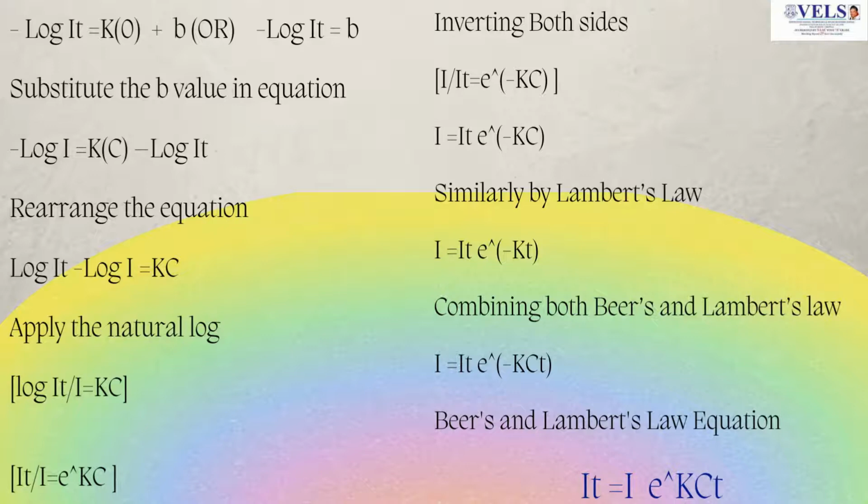If we combine both the Beer's and Lambert's law equations, we get capital I equals IT times e to the power of minus kct. Here c is the concentration and t is the thickness of the medium. This is the final derived equation of the Beer-Lambert law: capital IT equals capital I times e to the power of minus kct.